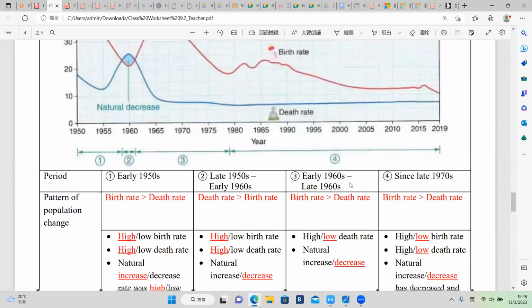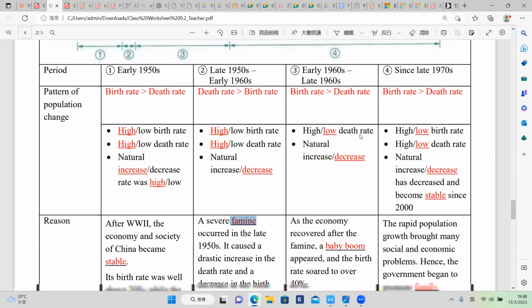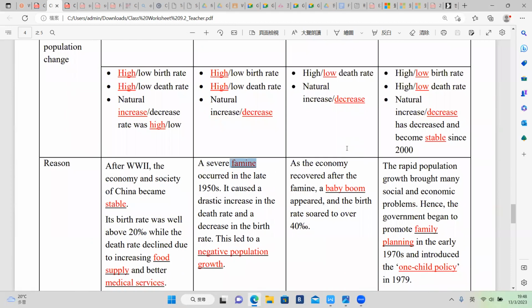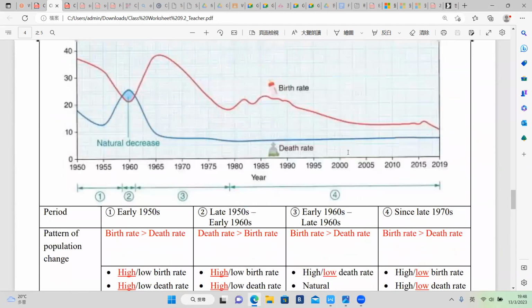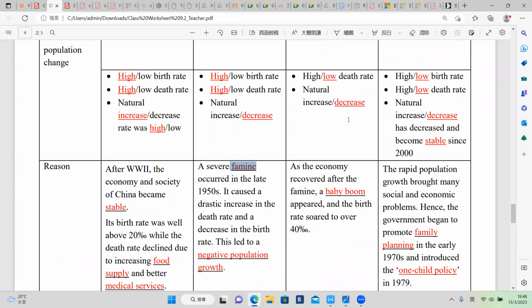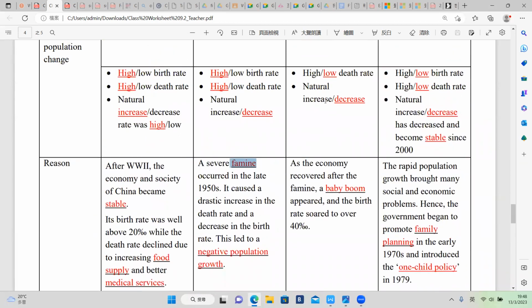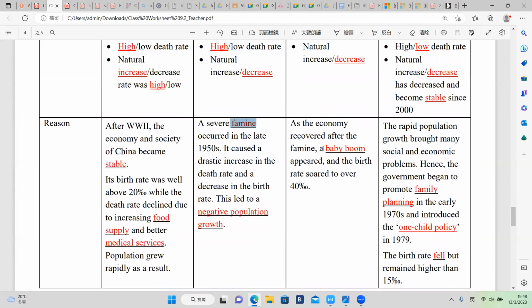And then for the 1960s, the birth rate is larger than the death rate, because of the low death rate from medical service advancement, so the natural increase is still taking place. After the economy recovered from the famine, a baby boom appeared. This is natural increase, not decrease. The birth rate soared to 40 per mil.